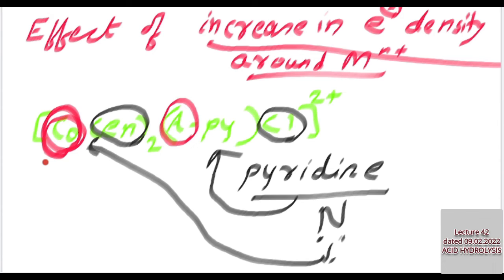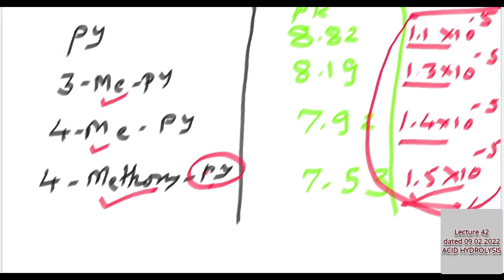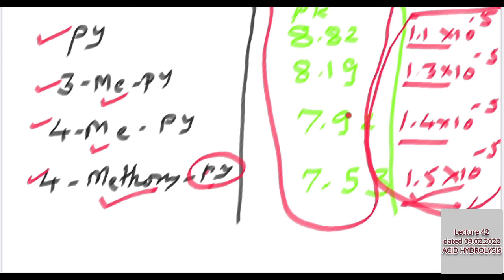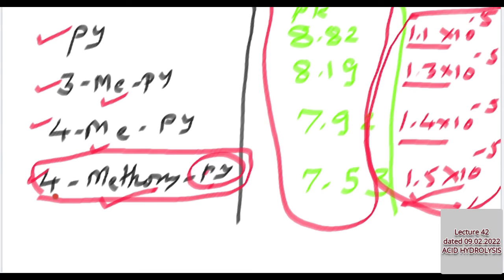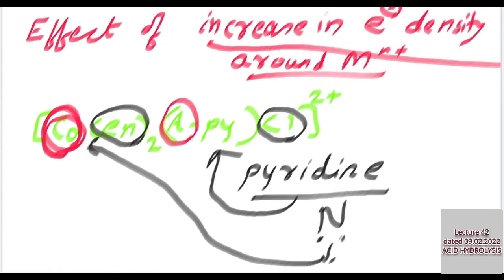Yes, students, were you able to understand what I'm saying? Sir, repeat. Yes, I repeat. See, I'm considering a complex with simple pyridine and substituted pyridines. Here pK values are given in order to know the basic strength. 4-methoxypyridine is a powerful ligand. Powerful ligand means it is giving too many electrons. Because of the more basic nature of substituted methoxypyridine, cobalt gets too many electrons from substituted pyridine compared to simple pyridine. Up to here, are you understanding?